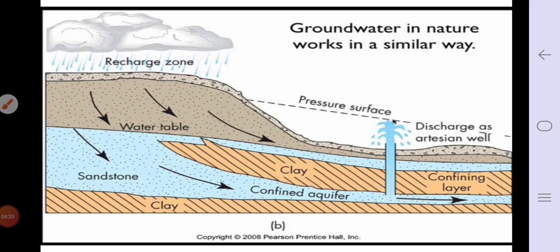The rainwater and water from other sources such as rivers and ponds seeps through the soil and fills the empty spaces and cracks deep below the ground. The process of seeping of water into the ground is called infiltration. Okay, that is the process of seeping water.